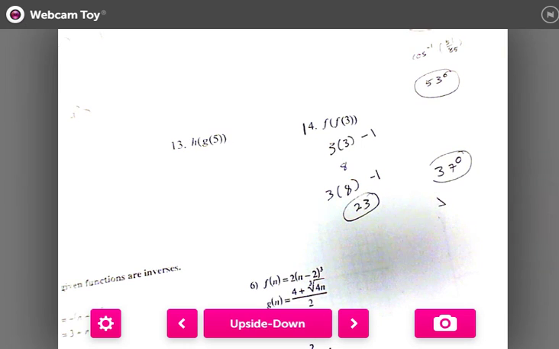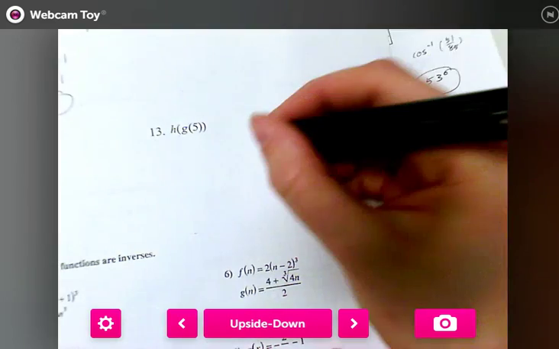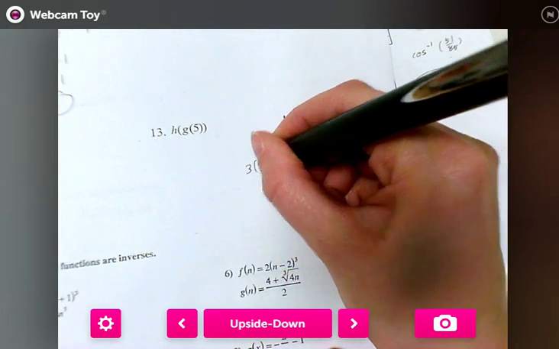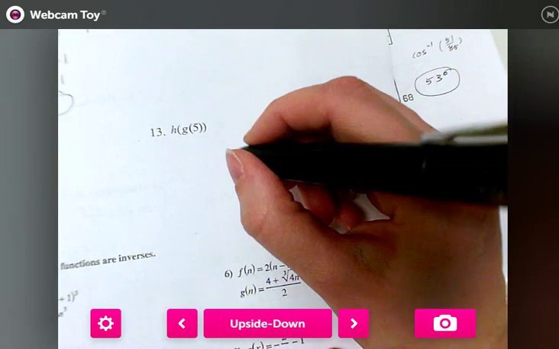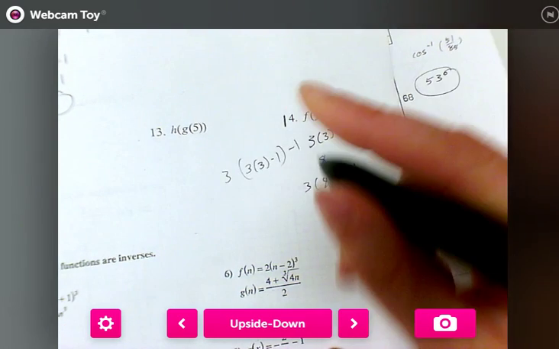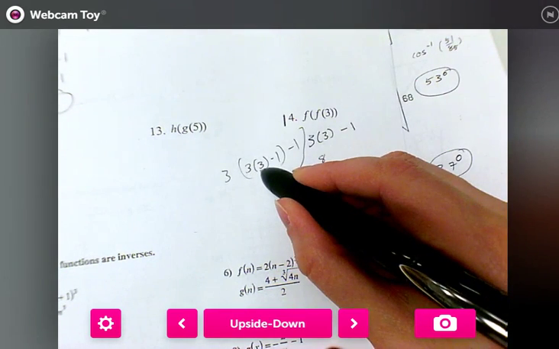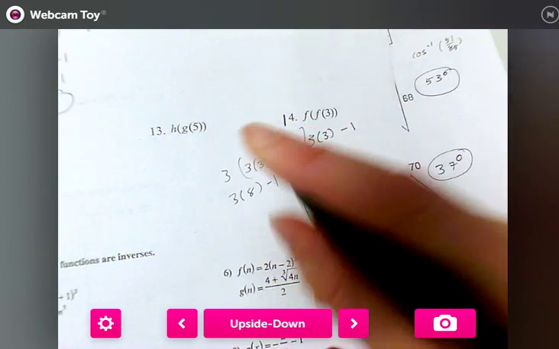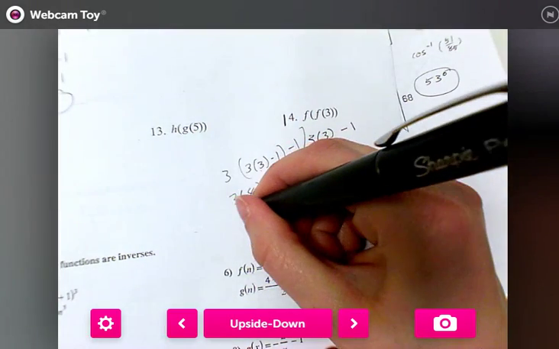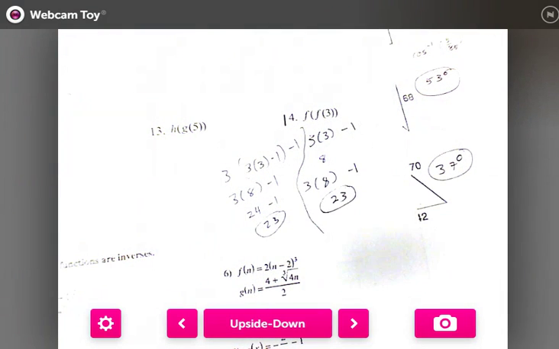Shh. Okay. So Madison did hers this way. She did 3 times 3 minus 1, and then she took that whole thing and timesed it by 3 minus 1. Okay. That's fine. You can totally do it this way. But 3 times 3 is 9. 9 minus 1 is 8. Okay. And then 3 times 8 is 24. 24 minus 1 should still be 23. So you should still end up with the same answer.